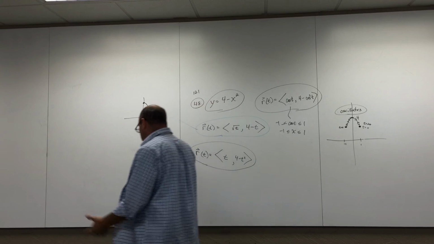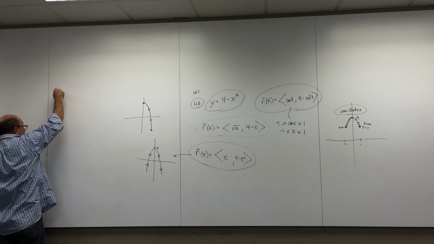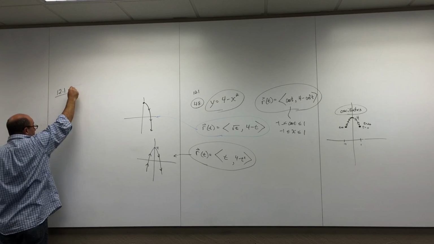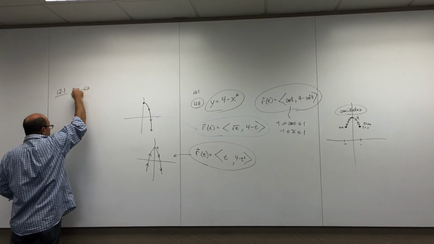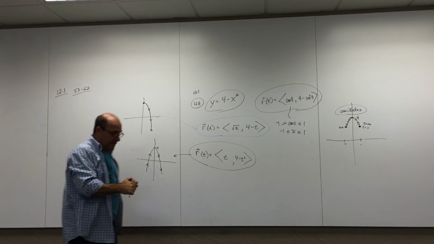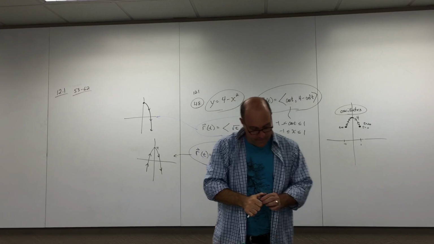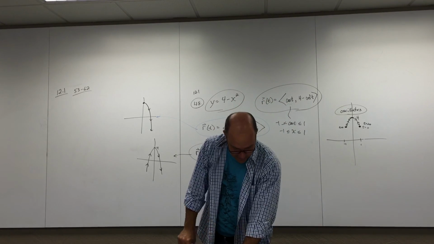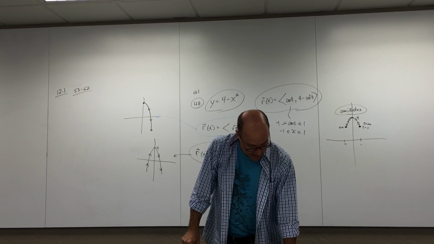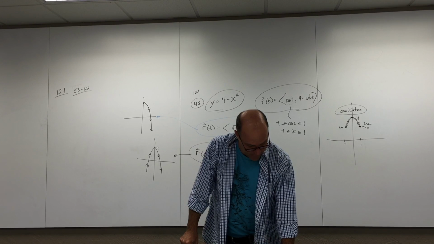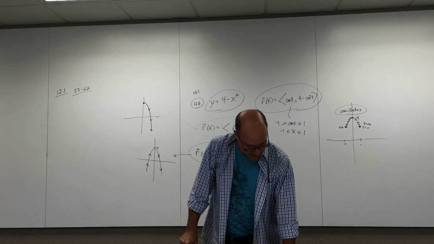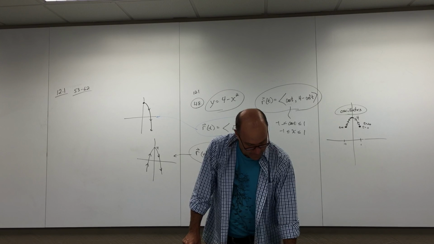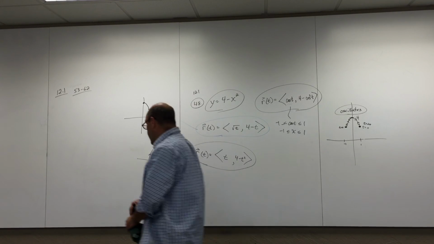All right. In 12.1, I didn't get to these questions. There's these questions. There's 53 through 62. These are kind of tough, but I like them. And I probably would like to put a test question on here. Let me just try to grab one of these. Okay. I'll try this 58.